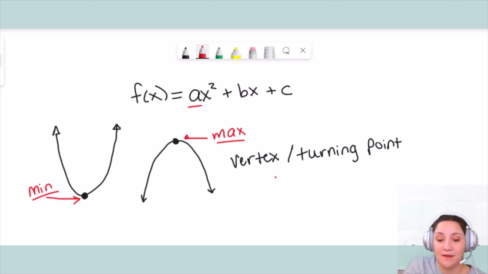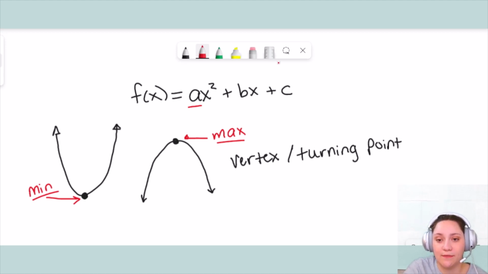So the vertex can be either the maximum or the minimum, depending on whether the parabola is opening up or down. And the good thing about this particular characteristic of the vertex is that it's really easy to just see visually. Is it at the bottom? Well, it's the minimum. The minimum's the bottom. Is it at the top? Well, it's the maximum. The maximum's the top. So that's not too hard to wrap our minds around.